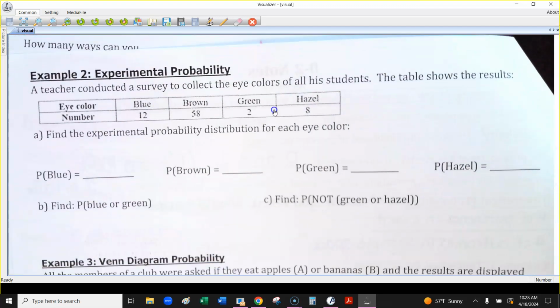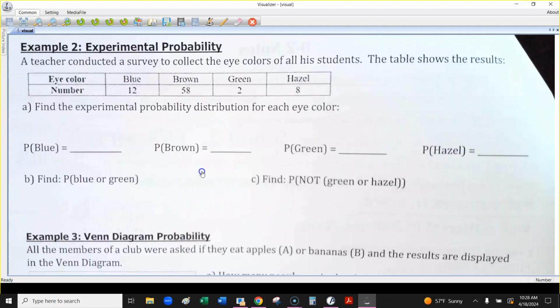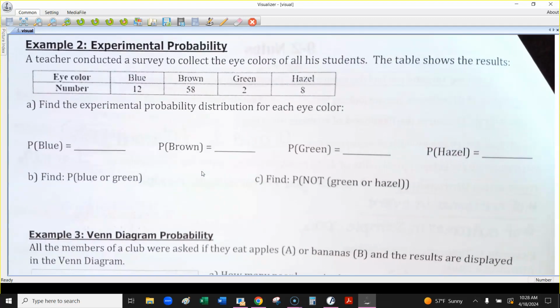Now, we're not going to perform an experiment here. We've just got a little table that has the results of a survey. So this says, teacher conducted a survey to collect the eye colors of all his students, and the table's going to show the results. So basically, we're not really performing an experiment. We're just asking everybody their eye color in this guy's classes.